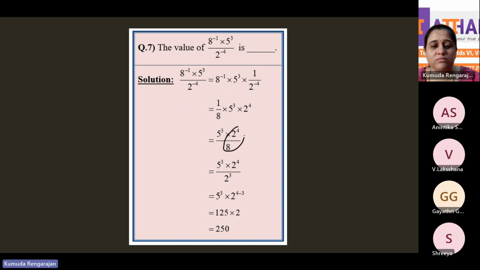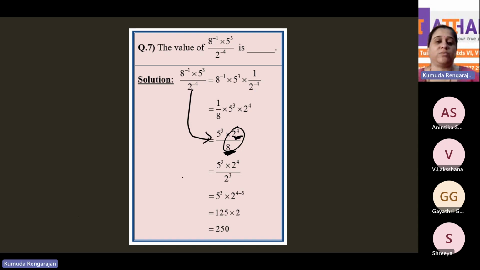Observe these two. This was 8 to the power minus 1 in the numerator, so it's come down to the denominator as 8 to the power 1, which is 8. Then this 2 to the power 4 was in the denominator as 2 to the power minus 4, so we lifted it to the numerator. Once it comes up to the numerator, minus 4 becomes plus 4.